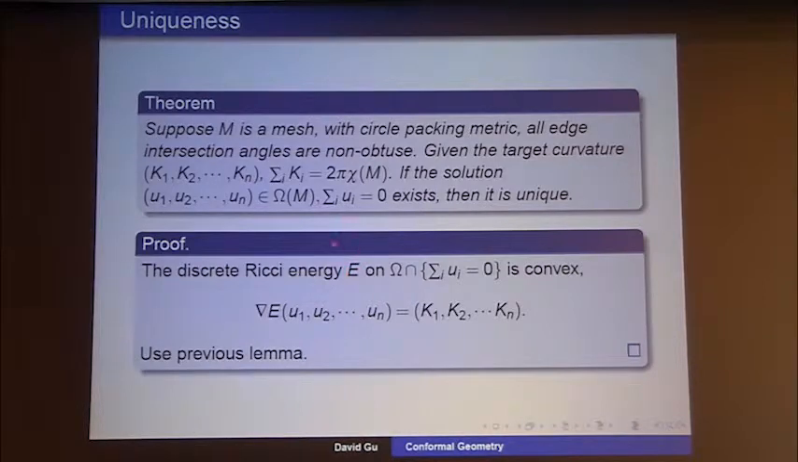Okay, this energy is convex. Then the gradient of this energy equals the Gaussian curvature. So therefore, the mapping from the u vector to the curvature vector is one-to-one. The u vector represents the discrete Riemannian metric, and the k represents the discrete curvature. Okay, so this shows if the solution exists, then the solution is unique.